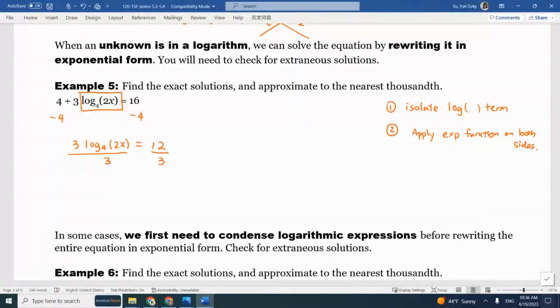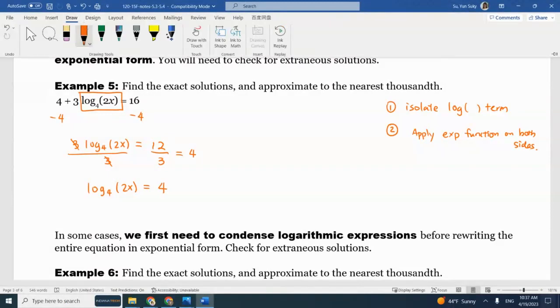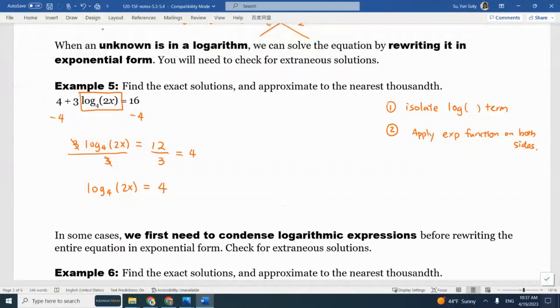If you missed something, don't forget to watch the lecture video. Can you also tell me what's 12 over 3? 4. So we get log base 4 of 2x equals 4. See, here, this is log base 4. If we want to get rid of log base 4, remember the inverse functions: log b of b to the x is x, b to the log b of x is also x. So if you want to get rid of log base 4, you need to apply what?